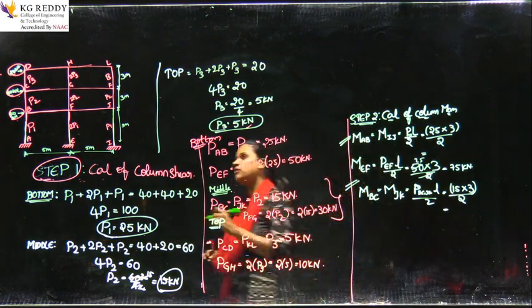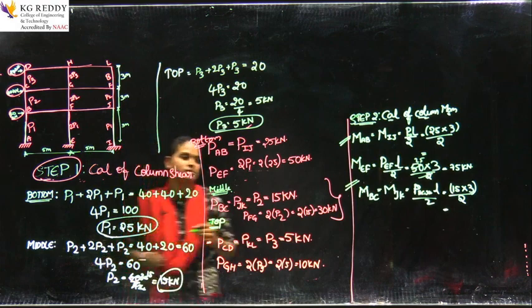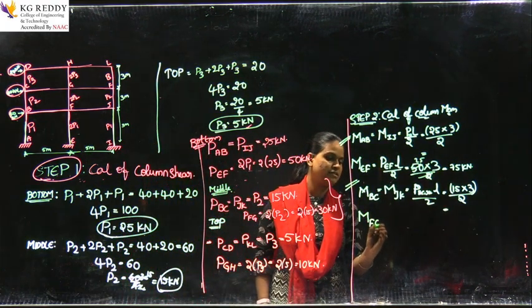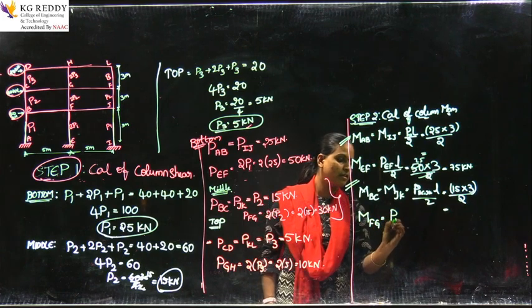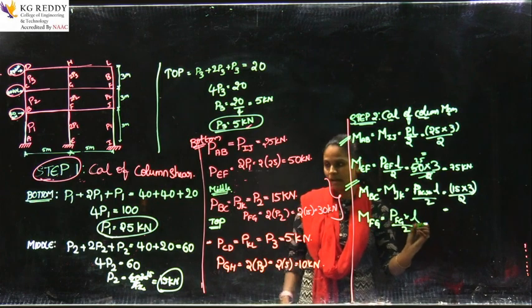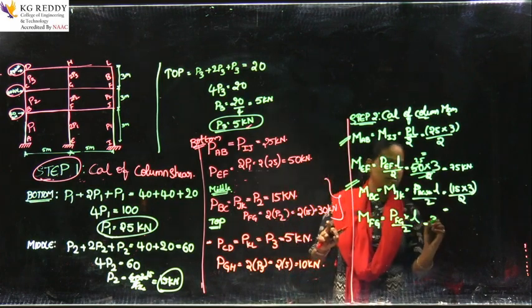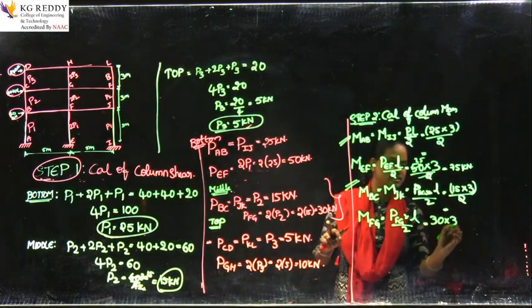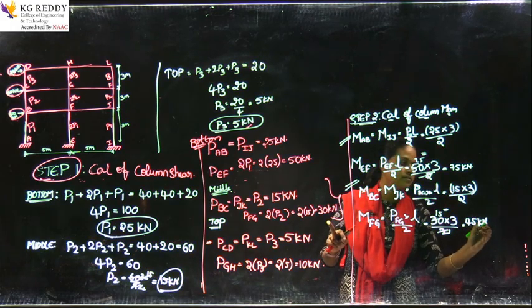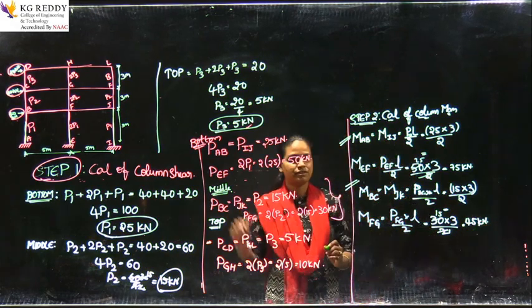Next, moments about FG. Moments about FG is equal to load acting about FG into length divided by 2, and the load acting about FG is 30, into length 3, divided by 2, which is 45 kilonewtons. Okay, next for the top story.